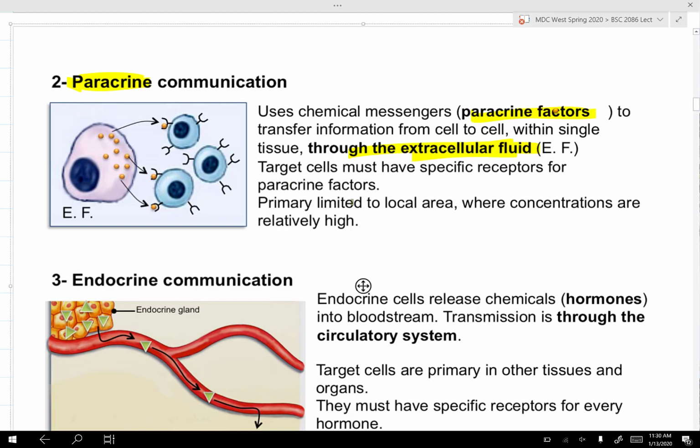Again, it says primarily limited to a what? Local area. And normally, of course, it goes through diffusion, which is what? From a high concentration to a what? To a low concentration. Okay?